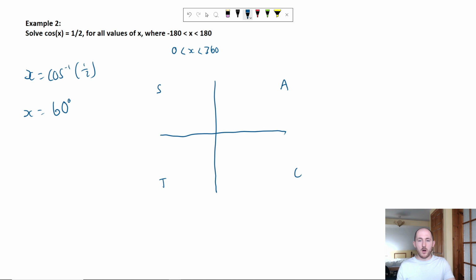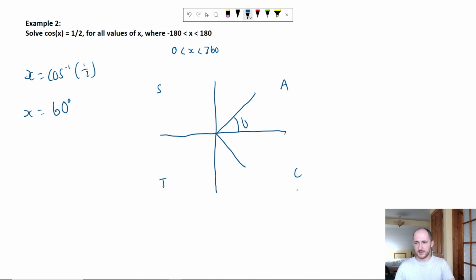C-A-S-T. Now, our answer is positive. So I'm looking for where cos is positive. Once again, that is in the all section. You're almost always going to have a line in the all section. It's also in the cos section.